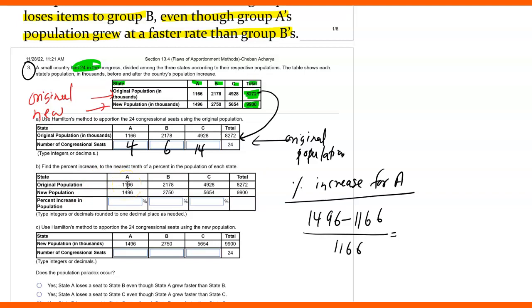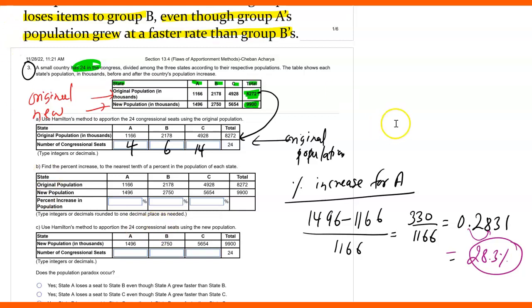And if you do the math here, you get 330 divided by 1166. If you use a calculator, you get 0.2831. And if you change it to percent, because your answer must be in percent, it's going to be 28.3%. Therefore, the population of state A increased by 28.3%. I'm going to put here 28.3. Okay, similarly you do for B and C, and let's see what's for B.